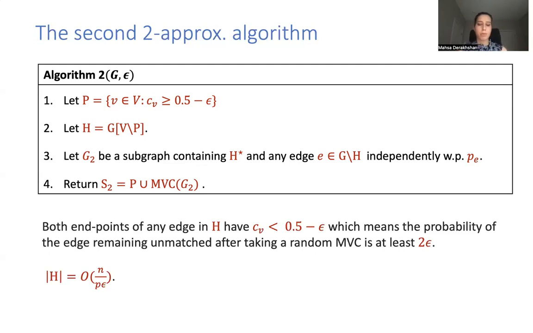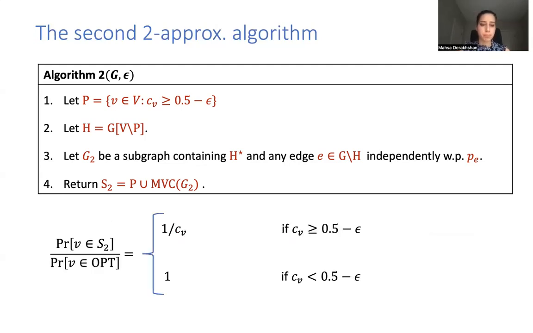Now let's talk about the approximation ratio of this algorithm. Okay, again, I'm going to define a per vertex approximation ratio, which is the probability of the vertex being outputted by this algorithm over the probability of the vertex being in the optimal solution.